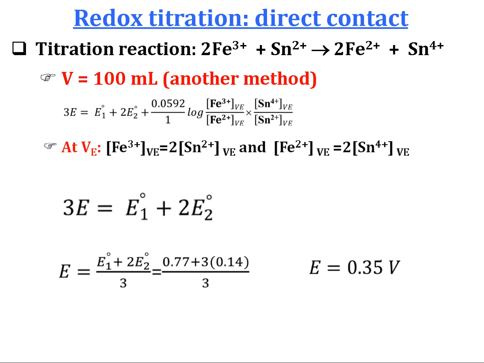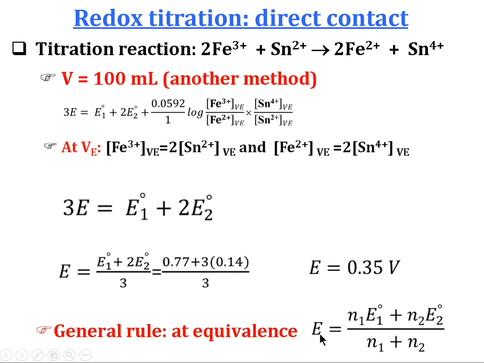This method is easier than the previous, since we did not do calculations of the concentrations. We applied directly E as a function of E01 and E02. So as a general rule, at equivalence, E of the solution equals the number of electrons exchanged in couple 1 times E01 plus the number of electrons exchanged in couple 2 times E02 divided by N1 plus N2, and this relation can be applied directly without proof.